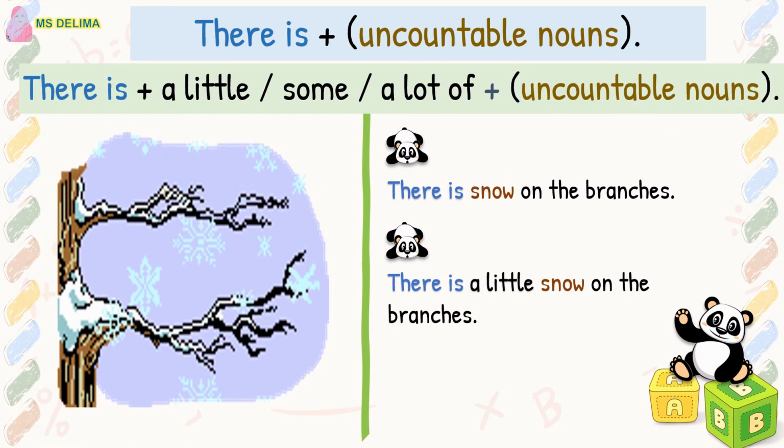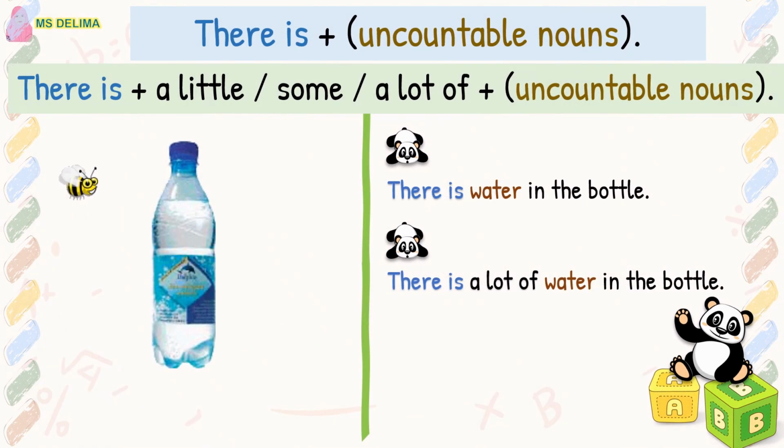Let us look at some examples for there is plus uncountable nouns as well as there is plus a little or some or a lot of plus uncountable nouns. In this picture, there is snow on the branches. We can also say there is a little snow on the branches. Next, we can see that there is water in the bottle. We can also say there is a lot of water in the bottle.